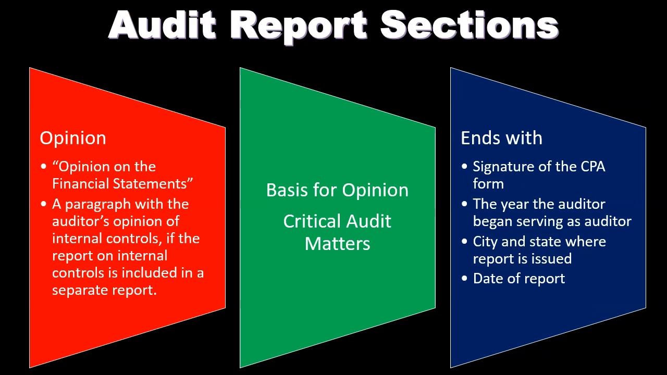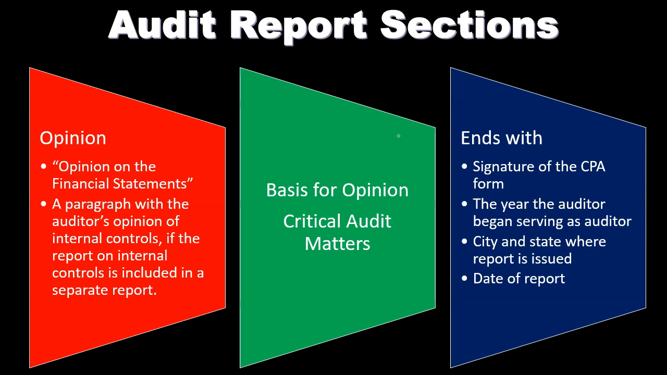Audit report sections include the opinion on the financial statements. So we're going to give the auditor's opinion on the financial statements, and a paragraph with the auditor's opinion of internal controls if the report on internal controls is included in a separate report. As we go through the opinion, we of course give our opinion on the financial statements. That's the end product, what the audit report is meant to do. Then we include the basis for the opinion and the critical audit matters, and it ends with the signature of the CPA firm, the year the auditor began serving as auditor, the city and state where the report is issued, and the date of the report.